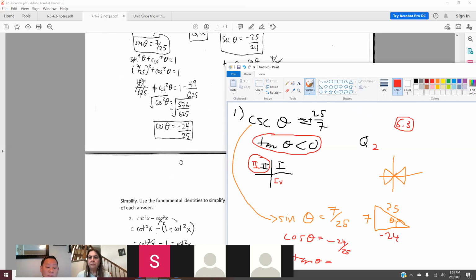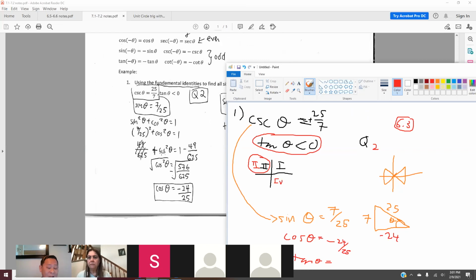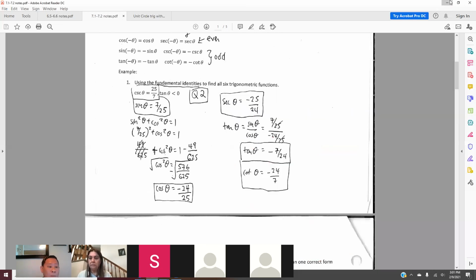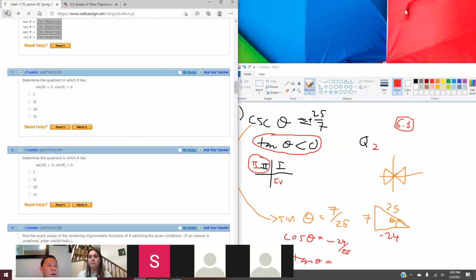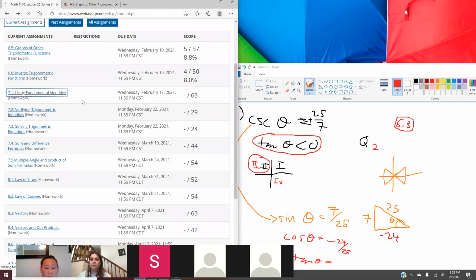Okay. The most important part of this kind of homework is how you factor and how you use simplifying, because that is used a lot when you do 7.2, when you prove identities. So I'm going to show you some of your homework here that you will see using 7.1.